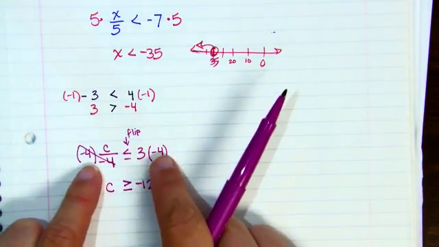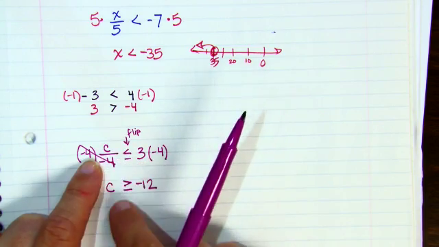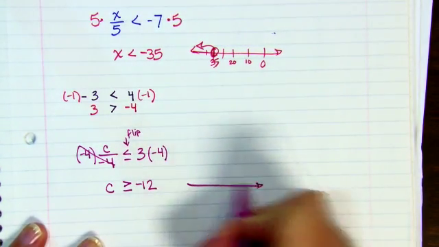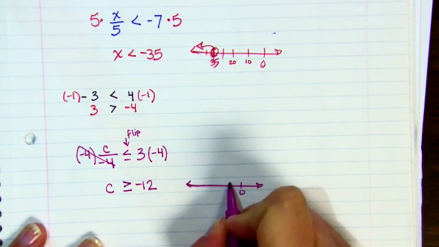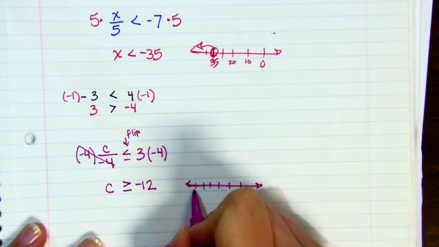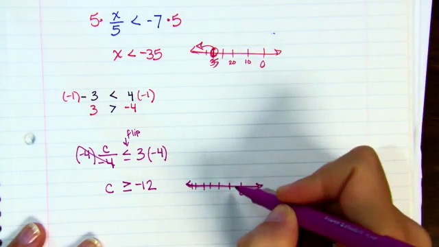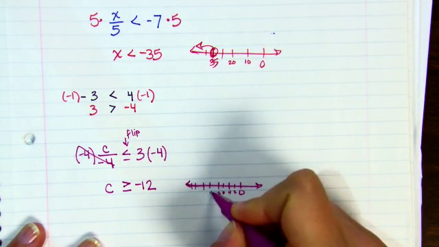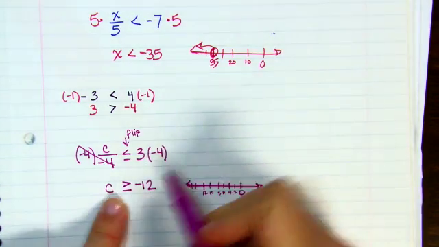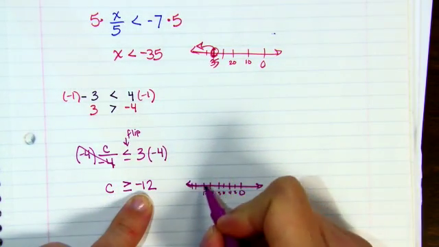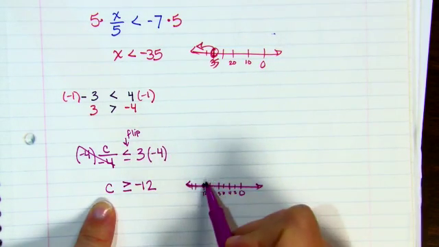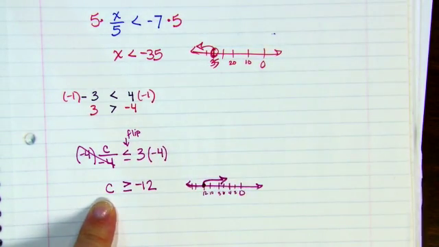That was positive, and that's why my symbol didn't change. Here, each side is getting multiplied by a negative, and that's why my symbol has to be flipped over to find my solution. And then, of course, to graph this, 2, 4, 6, 8, 10, 12. I'm not making these big enough. So I have a closed circle at -12, and then c is greater than -12. So it's the numbers that are greater than -12, and that's just how I would graph that.